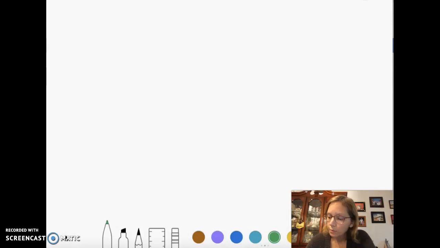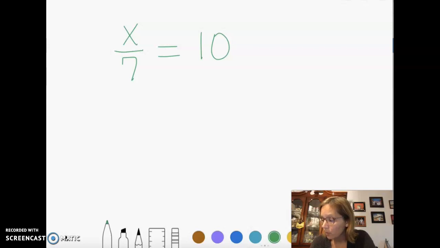So let's do x divided by 7 equals 10. Once again, the first thing I'm going to do is look and see what's happening with that variable. The variable is having division going on with it right now. So I'm going to do the opposite. What is the opposite of division? Multiplication. So that means I'm going to multiply both sides by the 7, whatever's on the bottom of that variable.